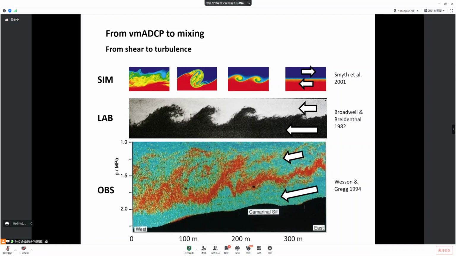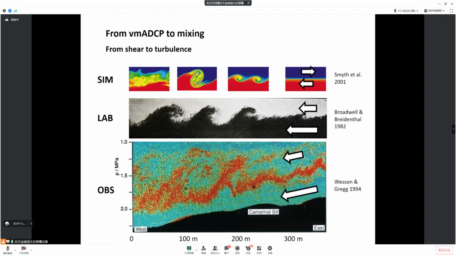The way from shear to turbulence is well researched. We can see it in simulations, in lab experiments, and in observations. The way is here from the right to the left. So we have shear, vertical shear in any case here, which develops into instabilities and generates further instabilities until we are in a turbulent regime.